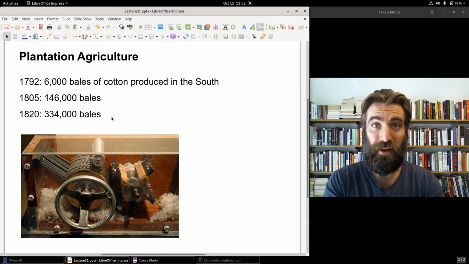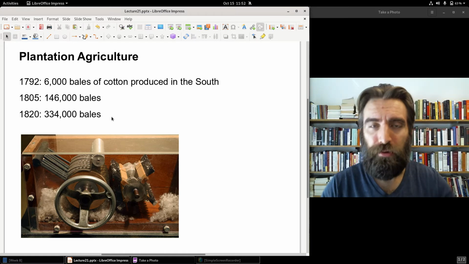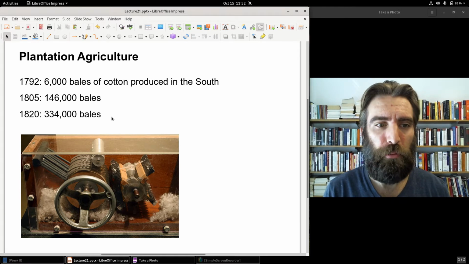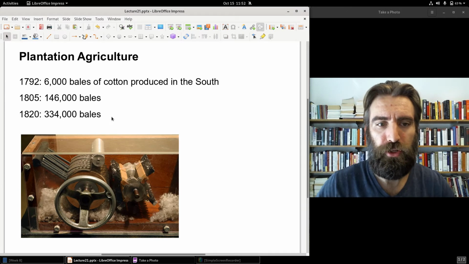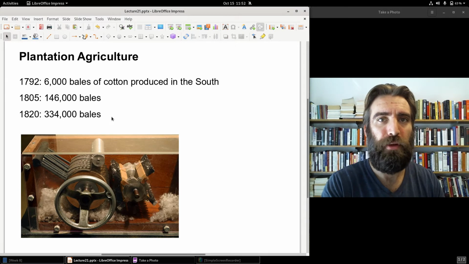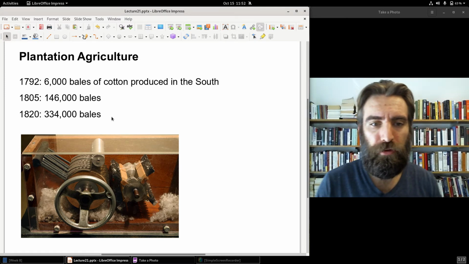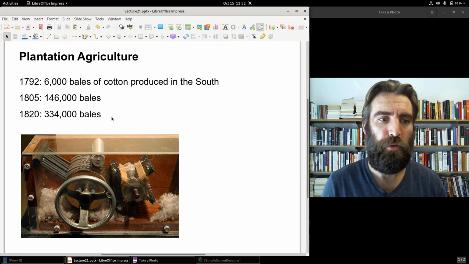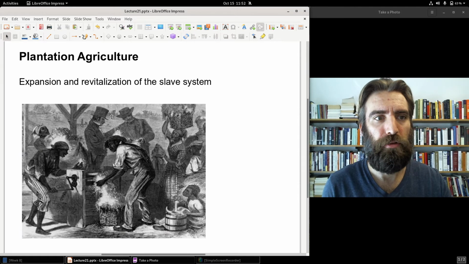And the cotton is exported primarily to Britain, because Britain is in the midst of an industrial revolution, especially in textile manufacture, and Britain wants cotton. And so this close relationship opens up between cotton plantations in the southern United States and Great Britain. But also there are factories in the northern part of the United States who also want cotton and buy their cotton from these southern plantations.